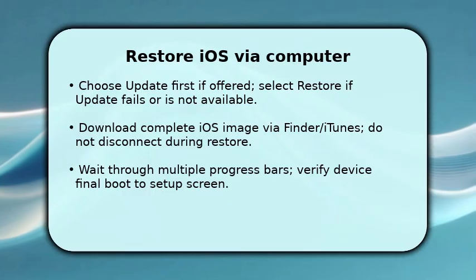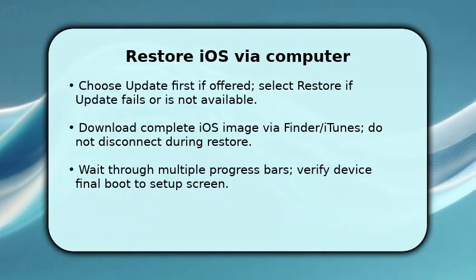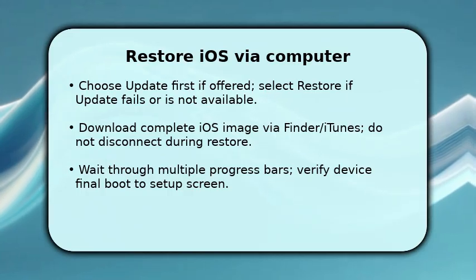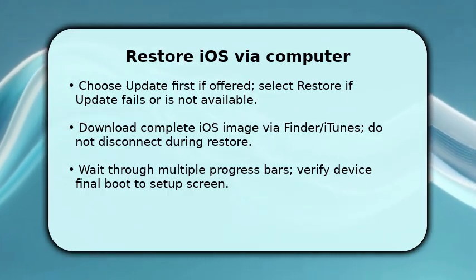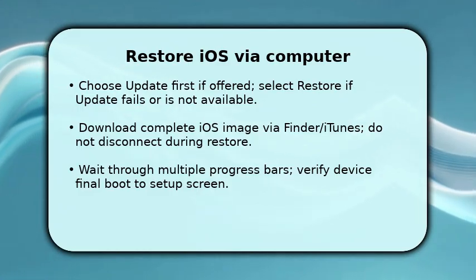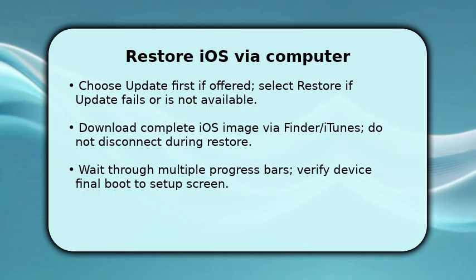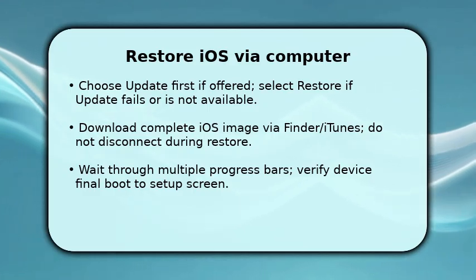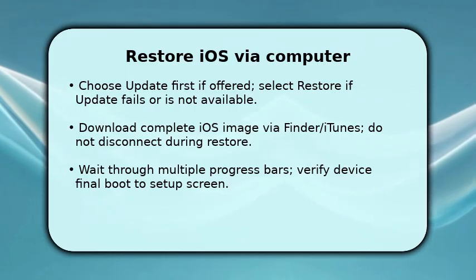Now you will tell the computer to reinstall iOS. This removes the unavailable lock screen by erasing and restoring the system. In Finder or iTunes, when prompted, pick Update to preserve data if possible. If Update cannot complete, select Restore to fully erase and reinstall. The tool downloads the firmware and flashes the phone. This can take 20-60 minutes depending on connection. Make sure the cable stays connected and the computer sleep is disabled.